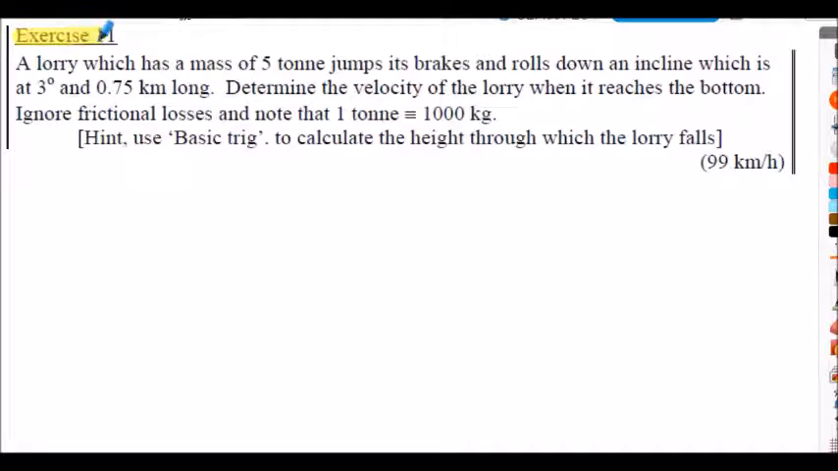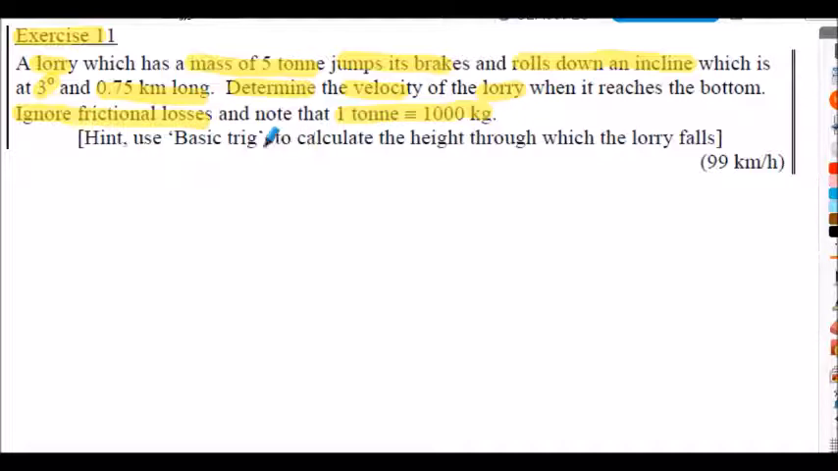Exercise 11. A lorry which has a mass of 5 tons jumps its brakes and rolls down an incline which is 3 degrees to the horizontal and 0.5 kilometers in length. When it says it jumps its brakes, it's trying to indicate starting from rest at the top of the incline. We're asked to determine the velocity of the lorry when it reaches the bottom of the incline. Again, we're ignoring any frictional losses that might occur. Note for reference, 1 ton is 1,000 kilograms.